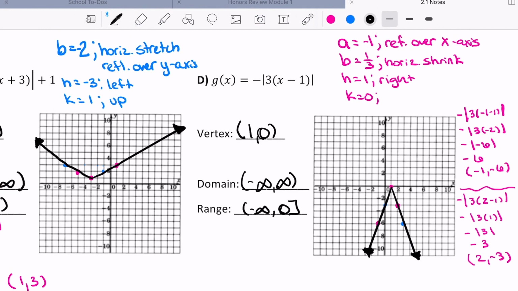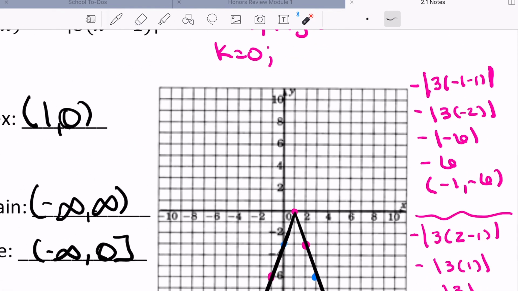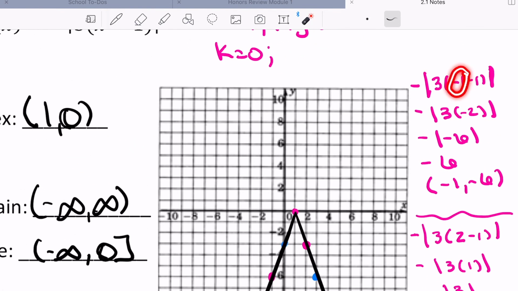For D, you had all 4 transformations occurring. You had an A value of -1, which causes a reflection over the x-axis. You had a B value of 1/3, which causes a horizontal shrink. You have an H value of +1, which moves it right, and then K was 0, so no transformation there. Vertex is located at (1, 0). I used the points -1 and +2.